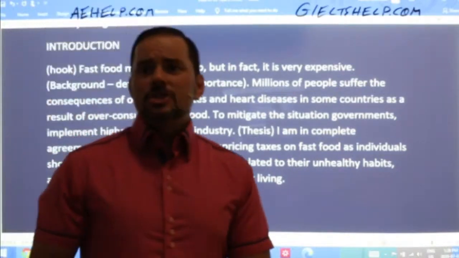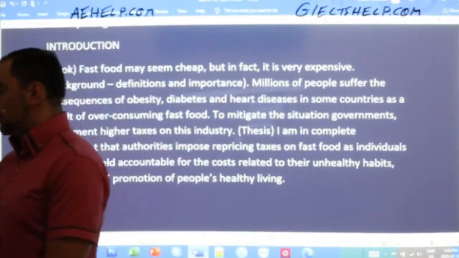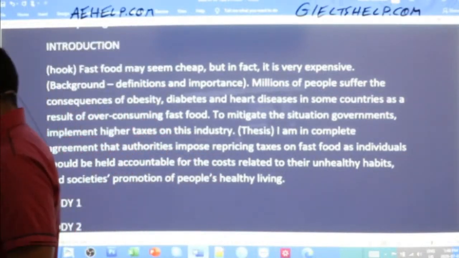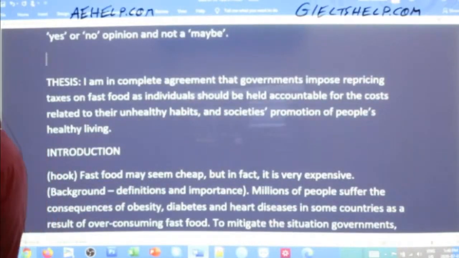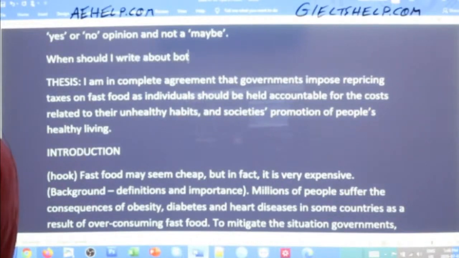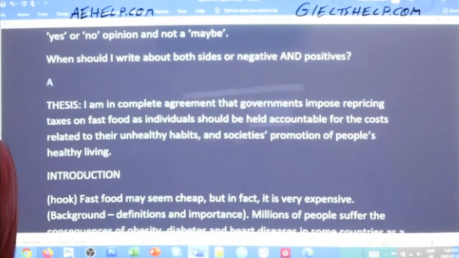Samuel's asking, when should we write about both sides? When the question asks you, Samuel. Okay, so before I read the introduction here, Samuel's asking, when should I write about both sides? Or negatives and positives. The trick here, Samuel, is really pay attention to the question. Okay? The answer to your question, Samuel, is when the question asks you to do so.